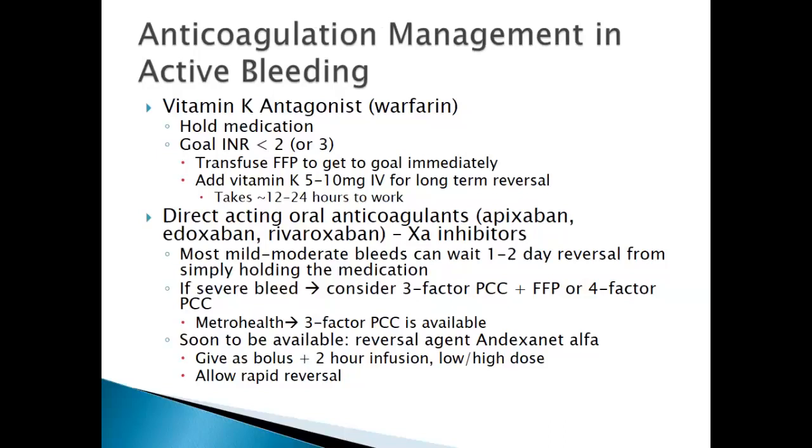Soon to be available, I think it was approved in June, is a reversal agent called, I don't know if I'm butchering it, andexanet alfa. It can be delivered as a bolus followed by a 2-hour infusion, and there's either a low-dose bolus or a high-dose bolus, based on how recent their last dose of anticoagulation was. If it was more recent, you would give the high dose; I can't remember the cutoff, but if it's more than 12 or 24 hours away, you can give the low-dose bolus. Again, this allows for rapid reversal, and it should be coming if it's not already here.